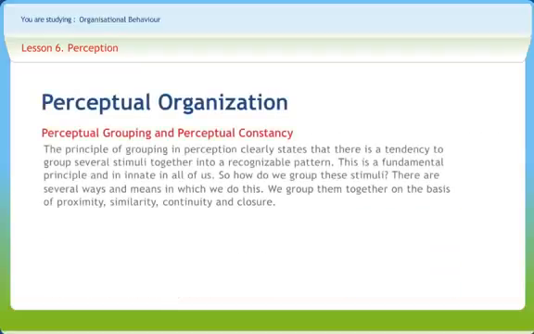The principle of grouping in perception clearly states that there is a tendency to group several stimuli together into a recognizable pattern. This is a fundamental principle and innate in all of us. So how do we group the stimuli? There are several ways and means in which we do this. We group them together on the basis of proximity, similarity, continuity, and closure.